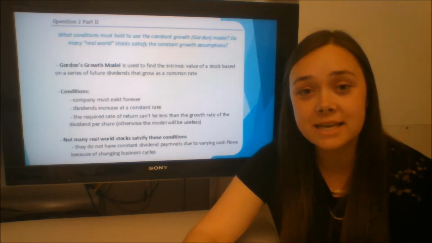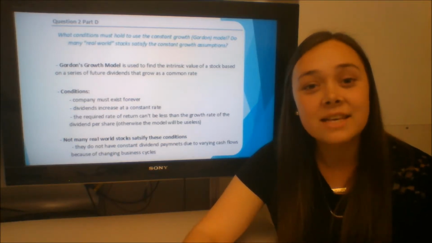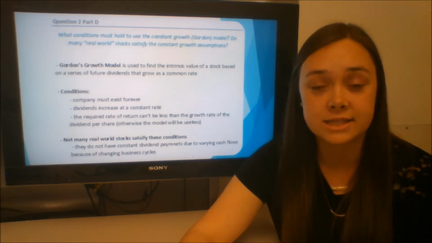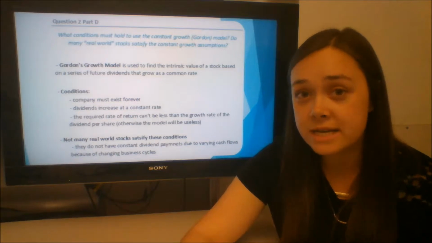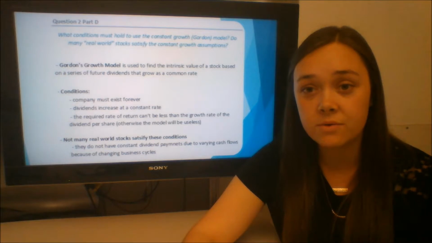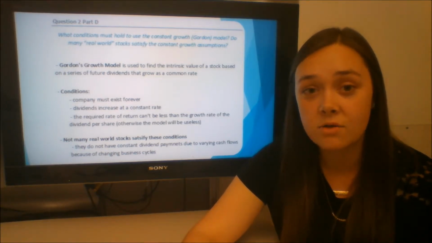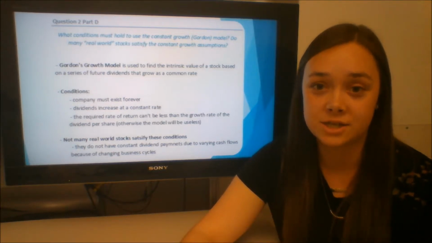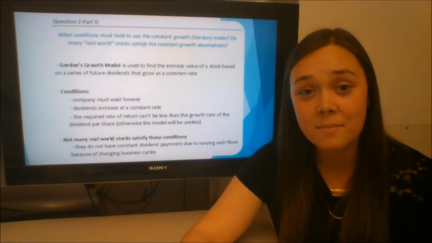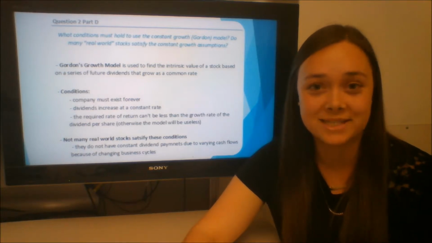For question 2, Part D, I looked into the constant growth model, also called Gordon's growth model. This looks at finding the intrinsic value of a stock based on a series of future dividends that have a constant rate. For this to be true, there are a few conditions that need to be met, such as the company must exist forever, they must have constant growth in their dividends, and the rate of return must be greater than the growth rate on the dividends, otherwise the model is rendered useless. Because of these conditions, not many stocks in the real world can meet them because they do not have constant dividend growth, as they have changes in cash flows due to changes in the business cycle.